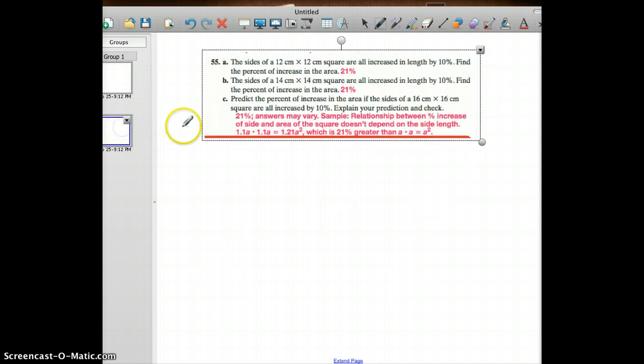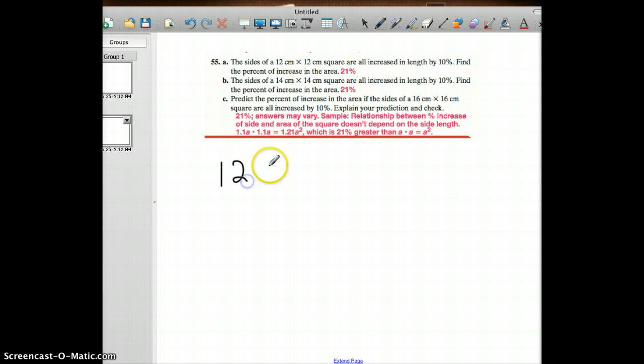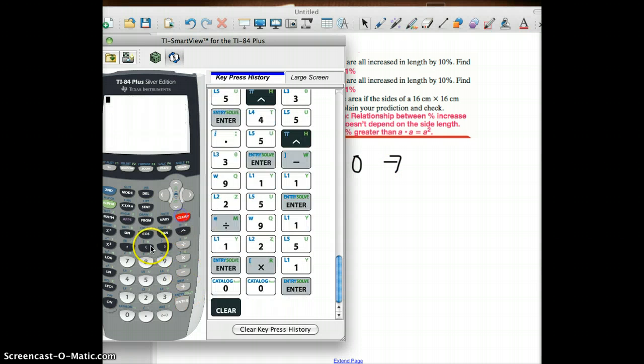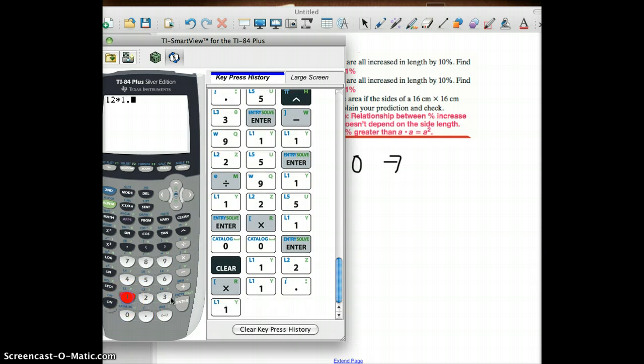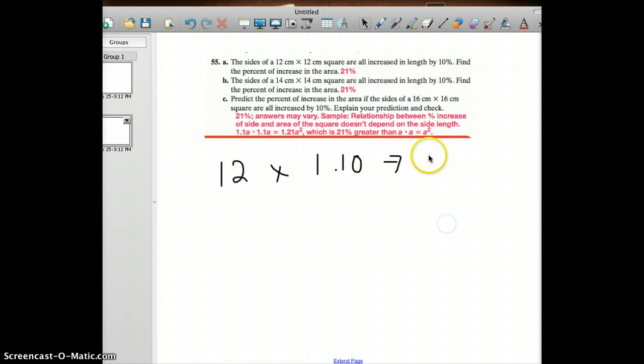The next question we're going to look at is question 55. And here we have a sheet of paper that's 12 by 12 centimeters, and all of the sides are increased by 10%. So if we take 12 and we multiply it by 1.10, that's going to give us the additional 10%. Okay, so we're back to my calculator here, and we have 12 times 1.1 and that gives us 13.2.